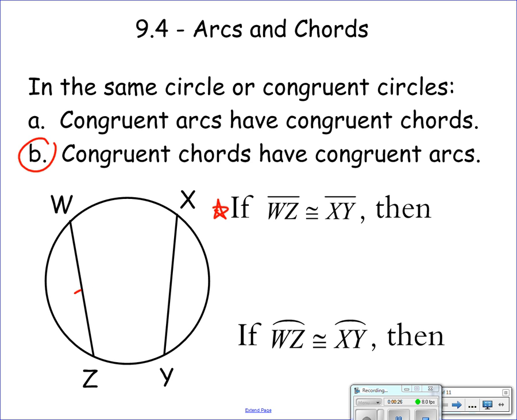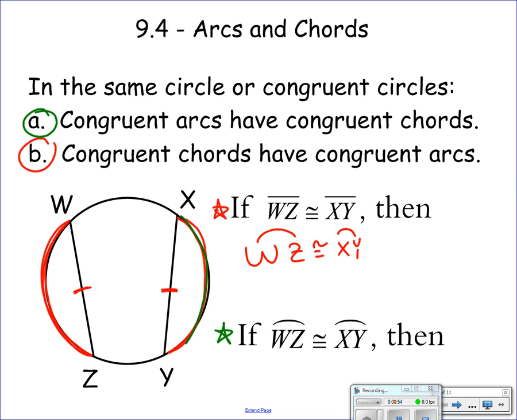If chord WZ is equal to XY, then this arc WZ, and we denote that with a little arc over the top, is congruent to arc XY. A is demonstrated by our second equation. If you have congruent arcs, so now arc XY is going to be equal to arc WZ, then the chords that those arcs break off are going to be congruent.